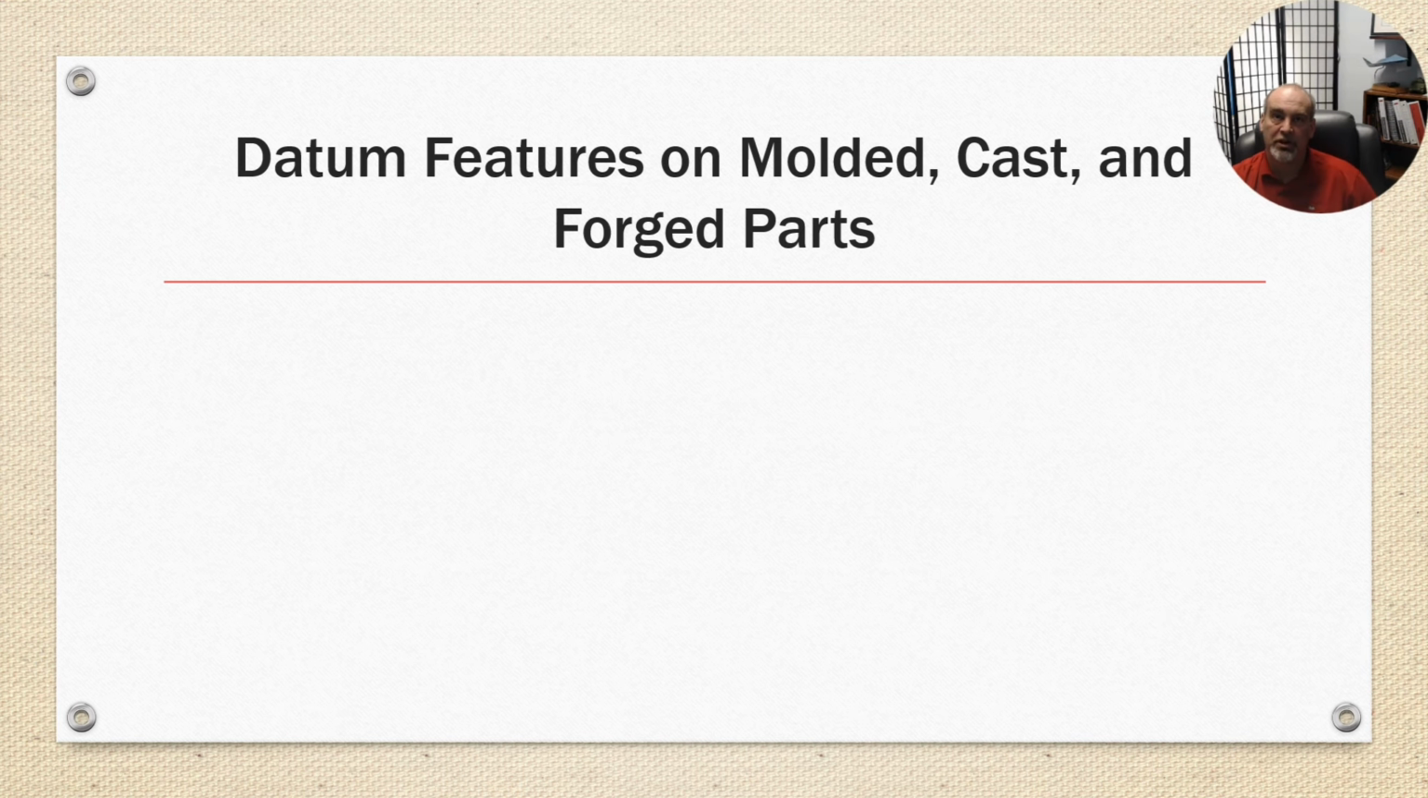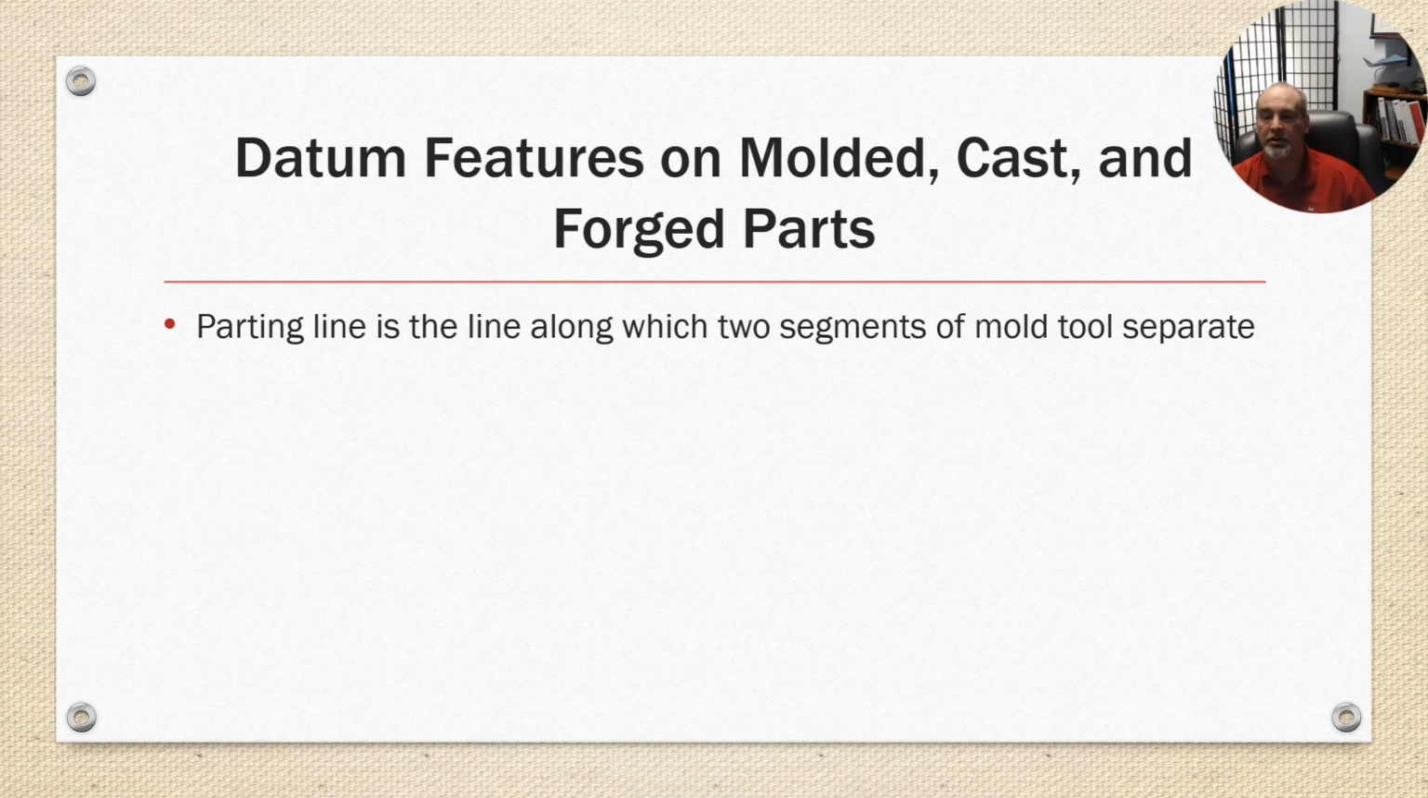Datum features on molded, cast, and forged parts. They have what's called a parting line. The parting line is where one piece of tooling ends and the other one starts, and it typically leaves a witness line where the mold or the forging dies separate. And it's often used as a reference.